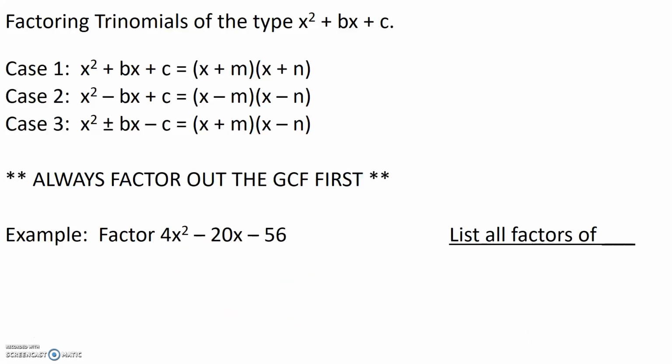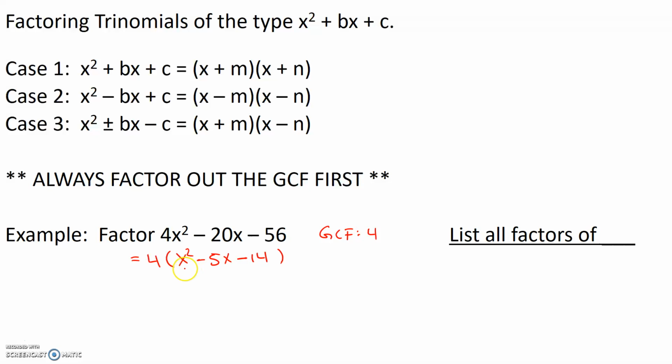Okay, one more example. Let's factor 4x squared minus 20x plus 56. Now the first step to any factoring problem is to look for the greatest common factor and factor it out. So between 4, -20, and 56, our GCF is 4. Between x squared and x, well, the 56 doesn't have a variable, so our GCF is only 4. X is not a common factor. So let's first factor out the GCF. If we divide each term by 4, we have x squared minus 5x minus 14.